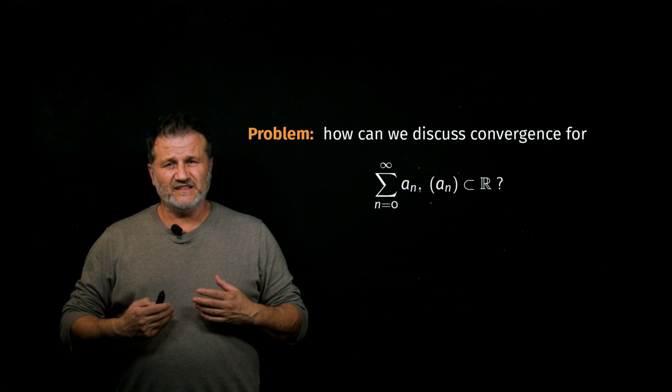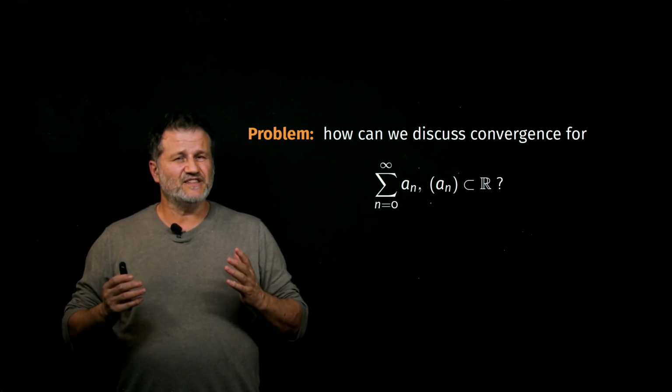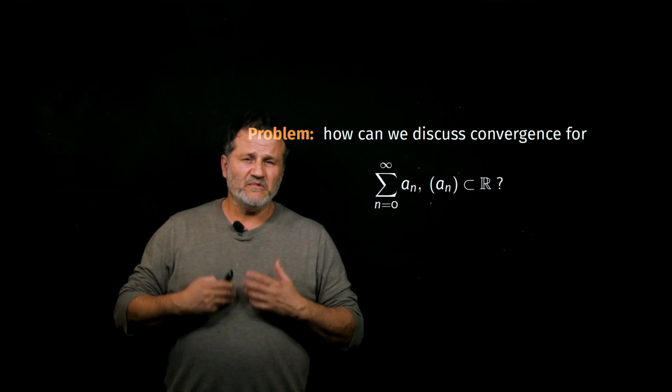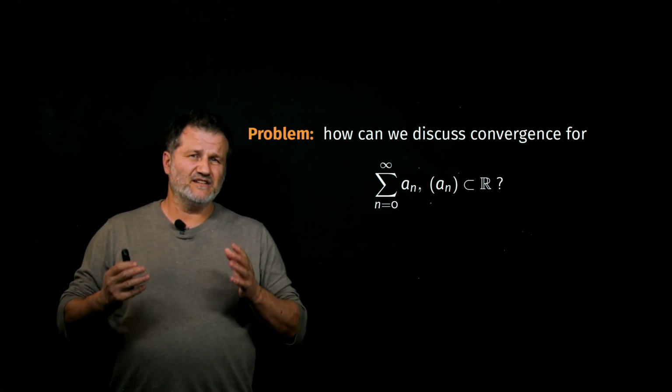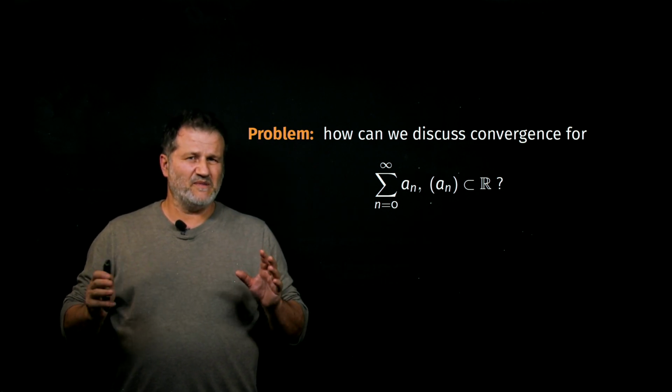Hi, how do we study the convergence of a generic series with terms having a variable sign? In this video, through some examples, we will explore a strategy to tackle this problem. There are two general facts to keep in mind.